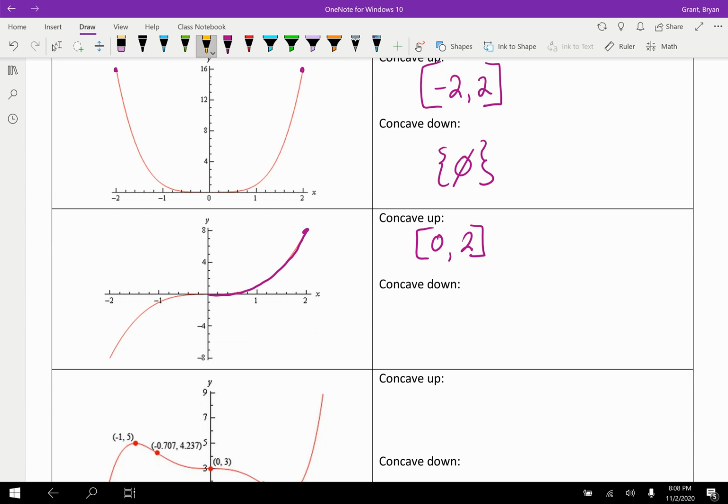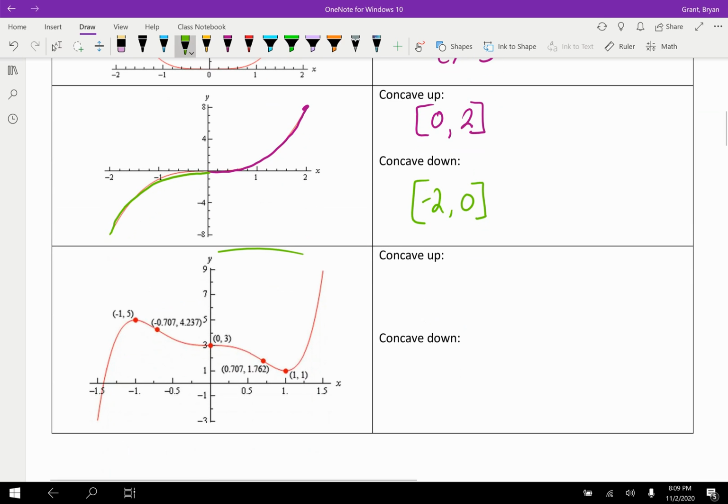Where is the graph concave down? Well, I bet you can see that it's concave down right over here. And so we'd say -2 to 0. Nothing too bad. So knowing that, then, why don't you bring that knowledge to this last graph?